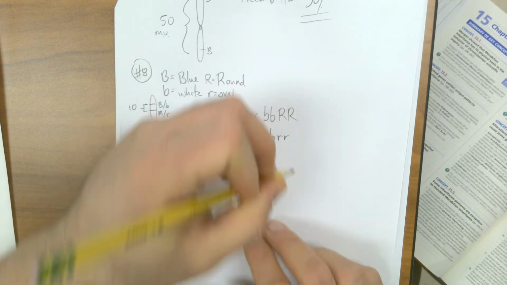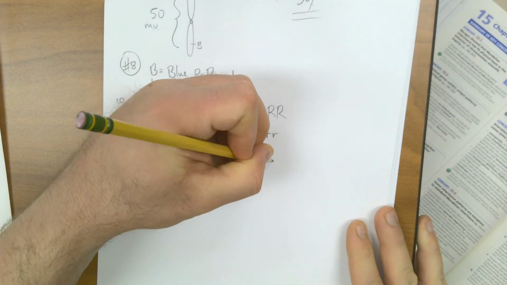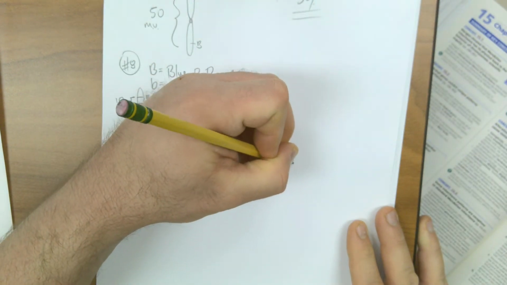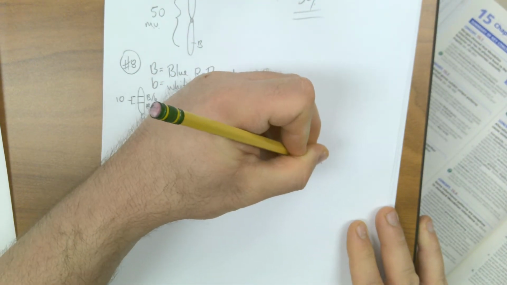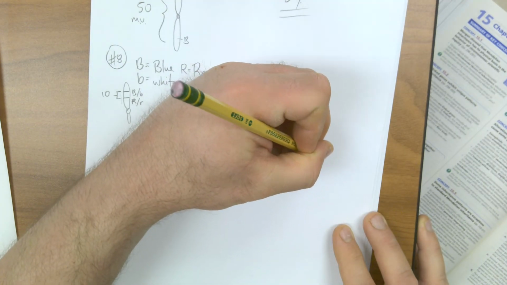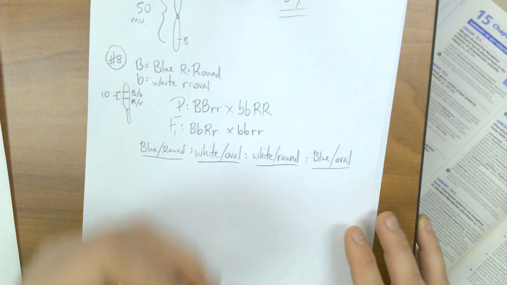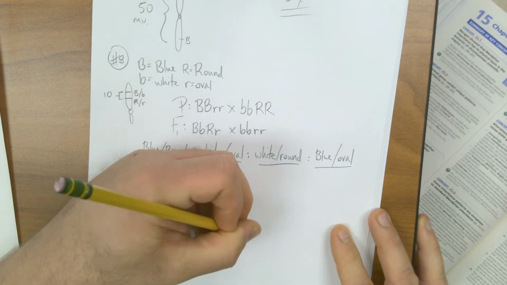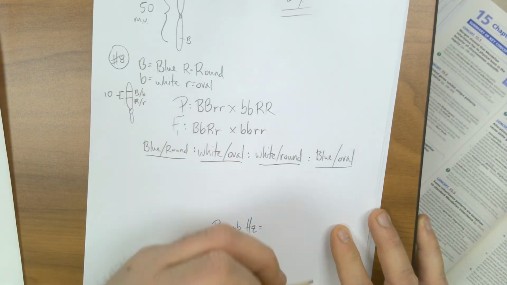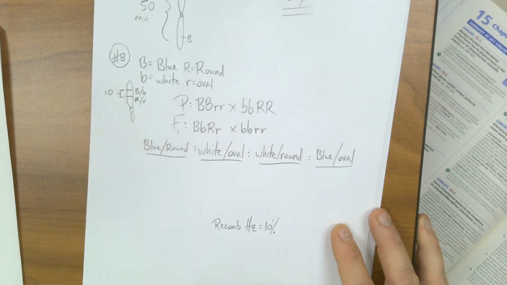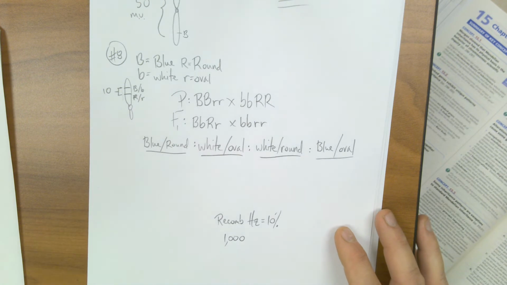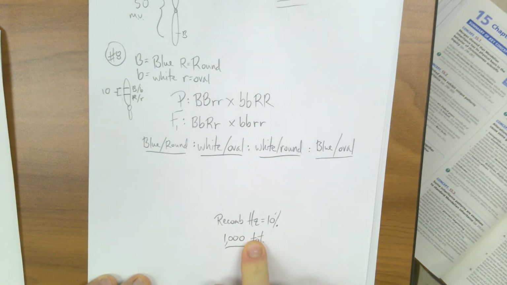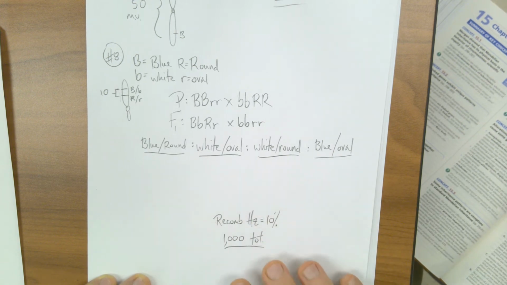But we know recombination happens, so you can get other combos, right? They could have white flowers with round stamens, or they could have blue flowers with oval stamens. They might be unlike the parents. But what do we know? We know the recombination frequency is 10%. And we know that there are 1,000 total offspring. So if there are 1,000 offspring and recombination happens 10% of the time, that means 90% of the time they should look like the parents, right?